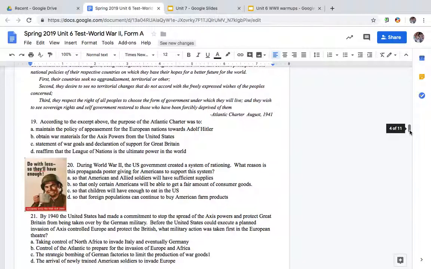B. Control of the Atlantic to prepare for the invasion of Europe and Africa. C. The strategic bombing of German factories to limit the production of war goods. D. The arrival of newly trained American soldiers to invade Europe.